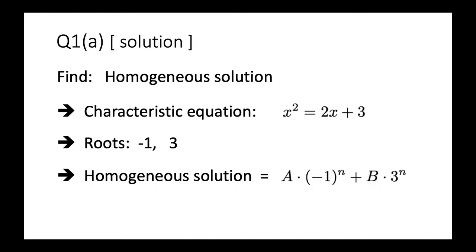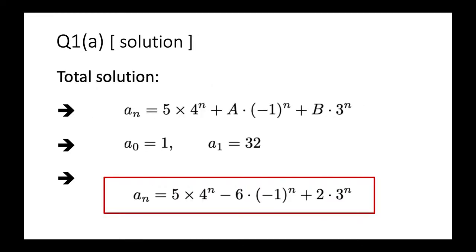For such a case, the homogeneous solution will be of the form some constant multiplied by minus 1 to the power n plus some other constant multiplied with 3 to the power n. Based on the particular solution and the homogeneous one, we get the total solution, which looks like this. Now, this total solution has two unknowns, a and b, but we also have two initial conditions. After we solve that, we find that this a here is minus 6 and this b here is plus 2. So we get the answer.